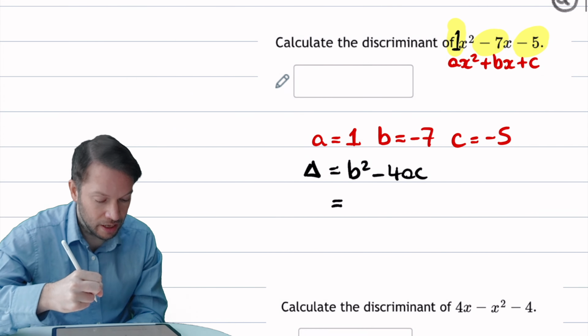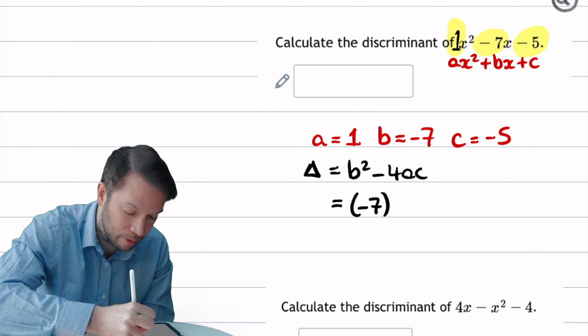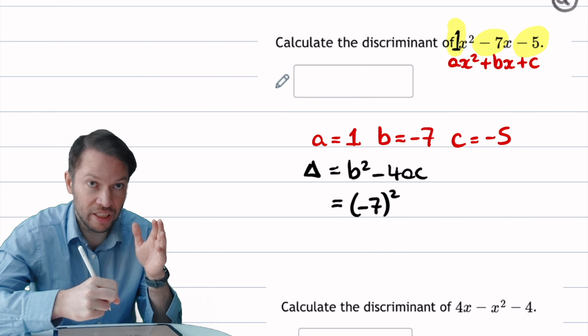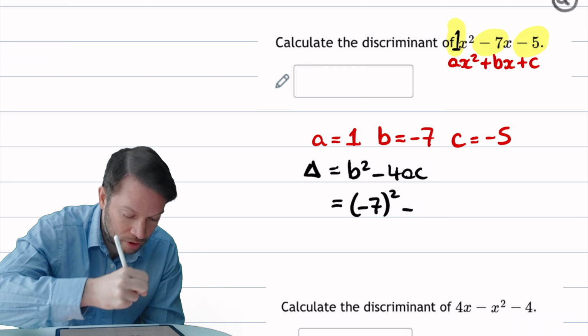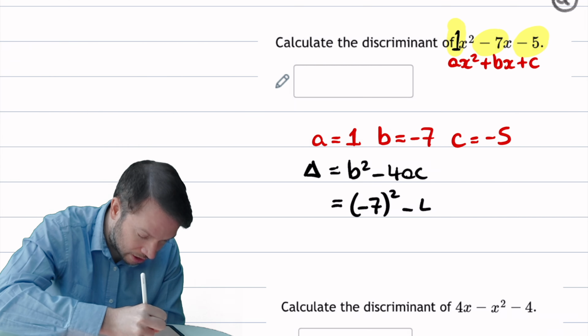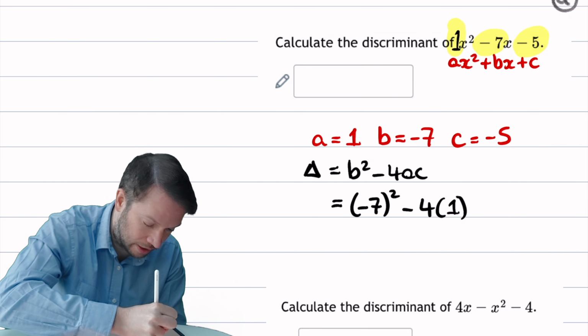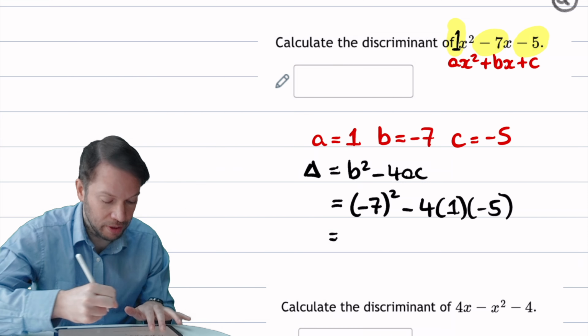And we're going to get b squared is minus 7 squared. Whenever you have a negative number to a power, always put it in a bracket. That avoids problems with order of operations, BIDMAS kind of stuff. And then we're subtracting 4 times a times c. Now, I sometimes like to put these as brackets. 4 times a, which is 1, times by c. And you could just put that into your calculator, but I'm going to do it myself.